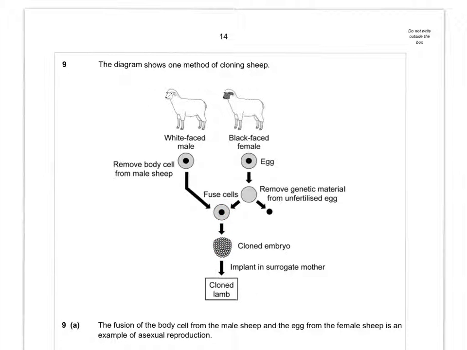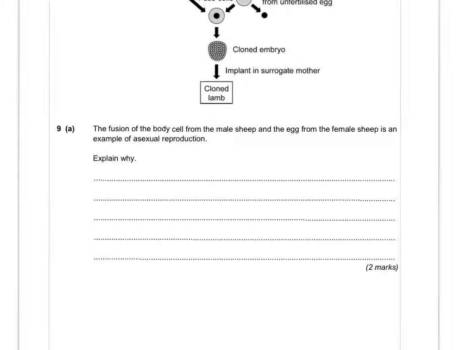An embryo is a bundle of cells that have started to divide and will later develop into a fetus, and then the embryo gets implanted into a surrogate mother. Surrogate meaning that the mother is not actually its biological mother. Then that will result in a cloned lamb. It says the fusion of the body cell from the male sheep and the egg from the female sheep is an example of asexual reproduction.